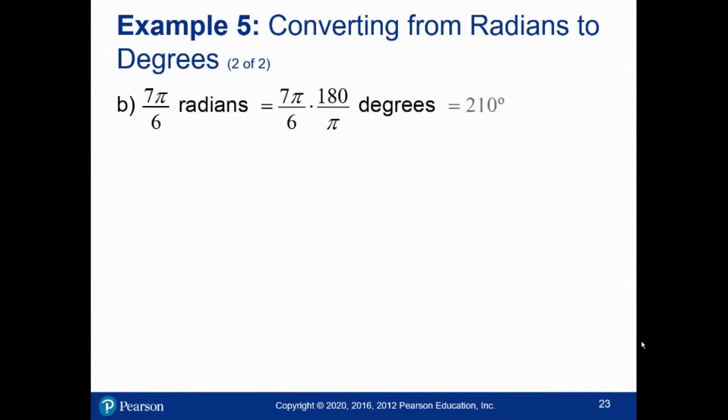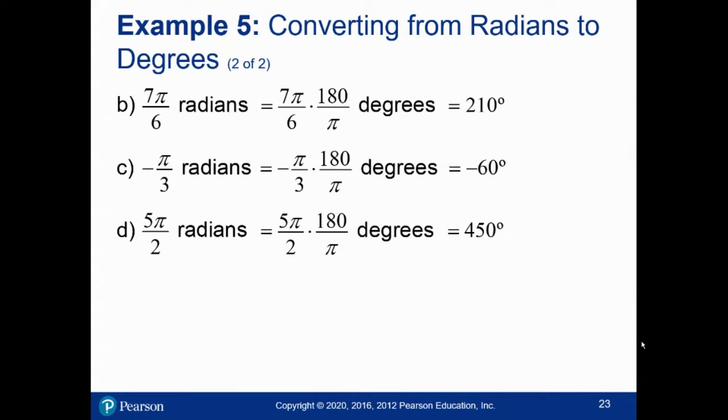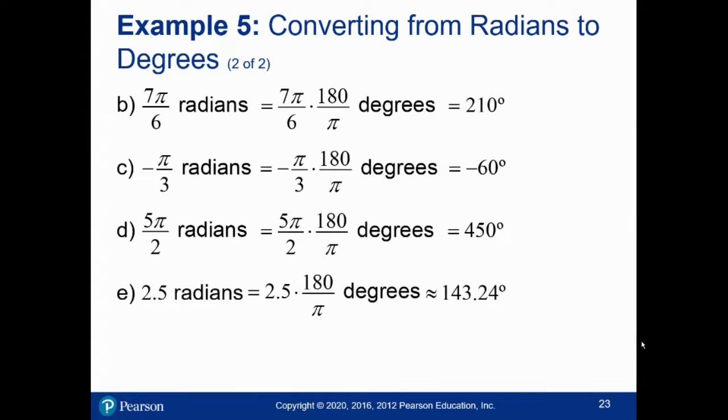So 7 pi over 6 becomes 210 degrees. Negative pi over 3 becomes negative 60. These are the same angles from the previous example. Now it's different. 5 pi over 2 is 450 degrees. And 2.5 radians, you've got that pi in the denominator now. If you had just left it as 540 over pi, that would have been fine, which is approximately 143.2. And all of these are measured in degrees, so don't forget your degree symbol.